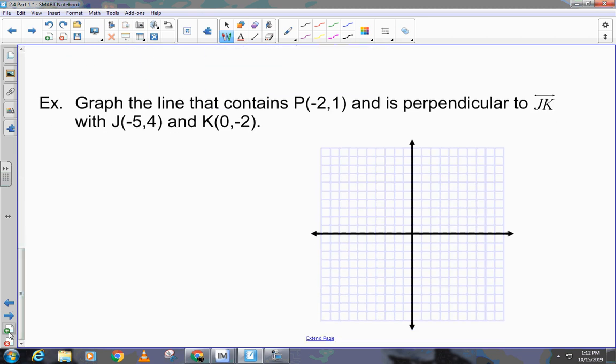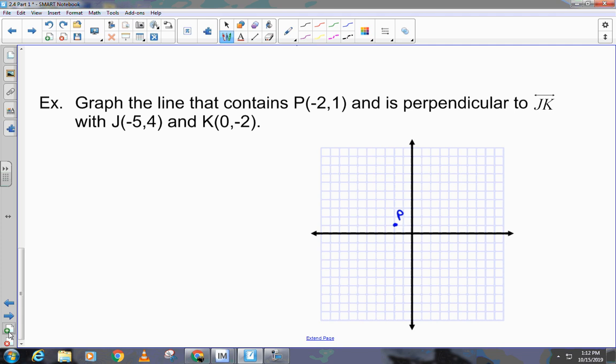Graph the line that contains the point P, which is at negative 2, 1, and is perpendicular to line JK. Okay, and it says that J is located at negative 5, 4, K is located at 0, negative 2. So I'm going to go through the point negative 2, 1. So that means from the origin I go 2 to the left and up 1. So it's going to go through that point, right? But then it needs to be perpendicular to this line JK.